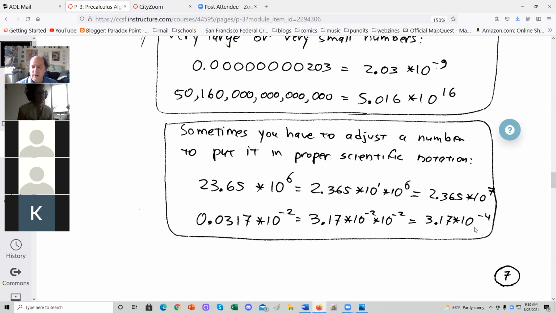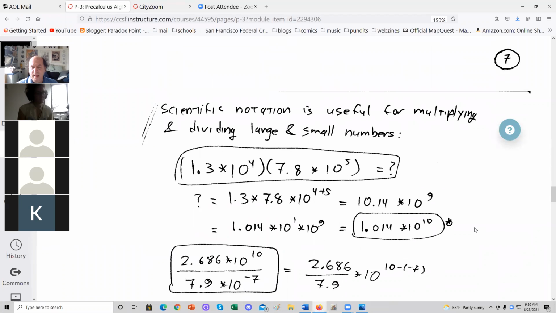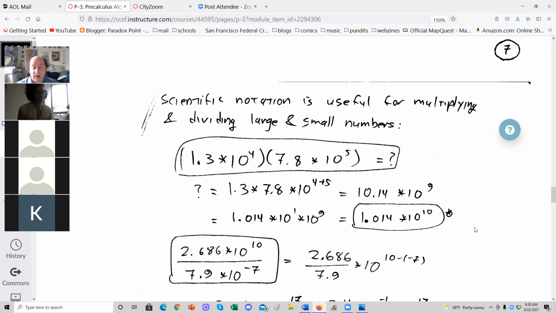3.17 times 10 to the negative 4. One of the virtues of scientific notation is for multiplying and dividing very large and very small numbers, because the powers of 10 are easy to multiply and divide. You add and subtract the exponents.